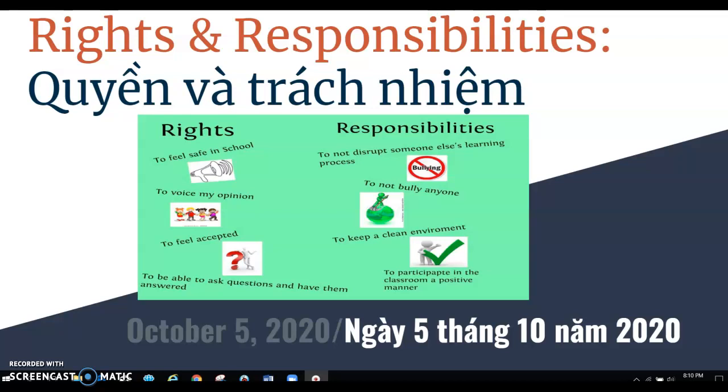Rights and responsibilities. Today, we will talk about the difference between the rights and responsibilities of a citizen.